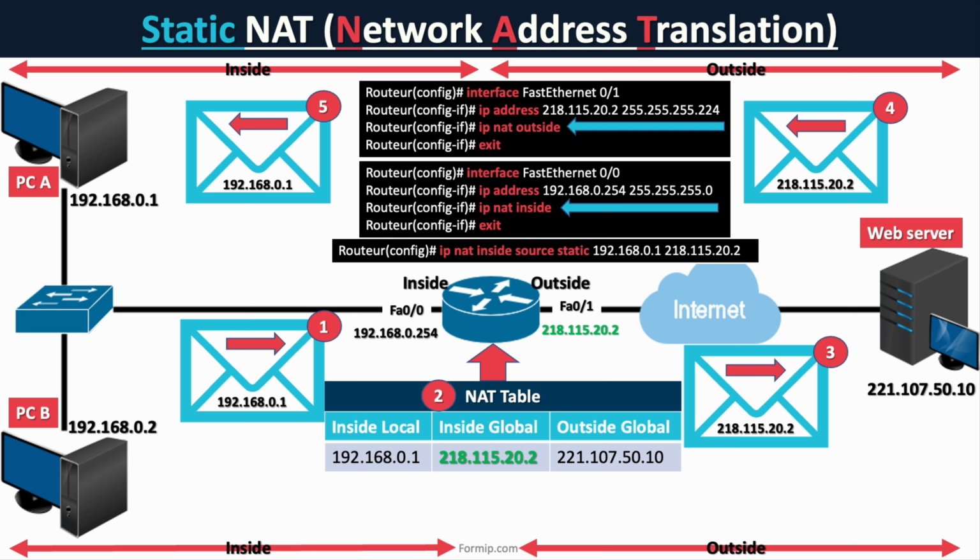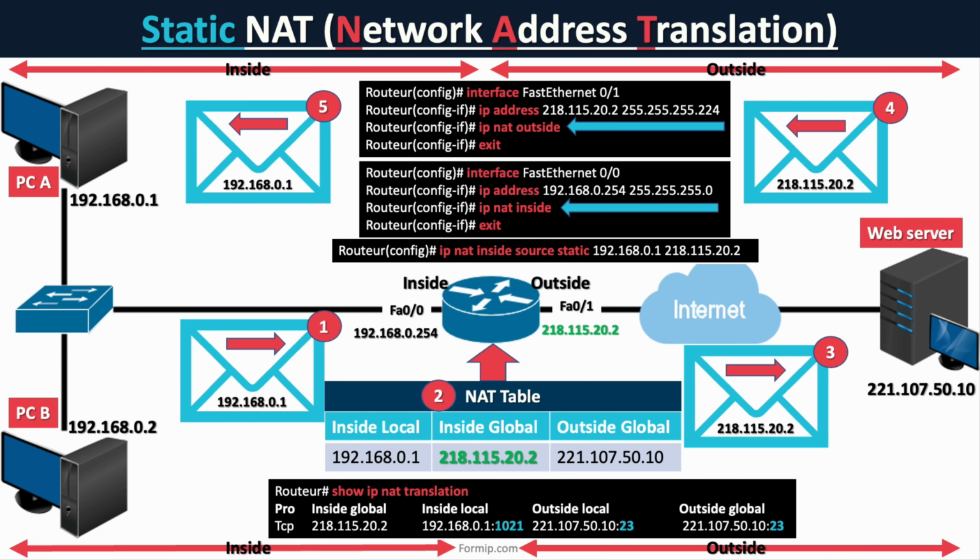And finally, in global configuration mode, all that remains is the ip nat inside source static command to tell it to translate the internal IP 192.168.0.1 into the external IP 218.15.20.2. To check the router's NAT configurations, you need to use the show ip nat translations command.